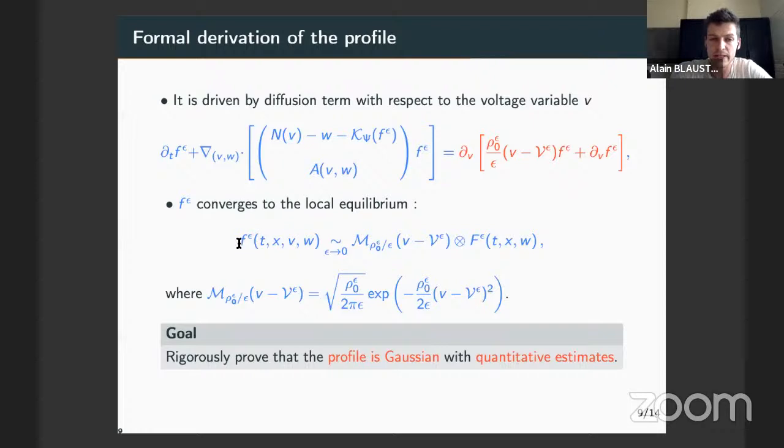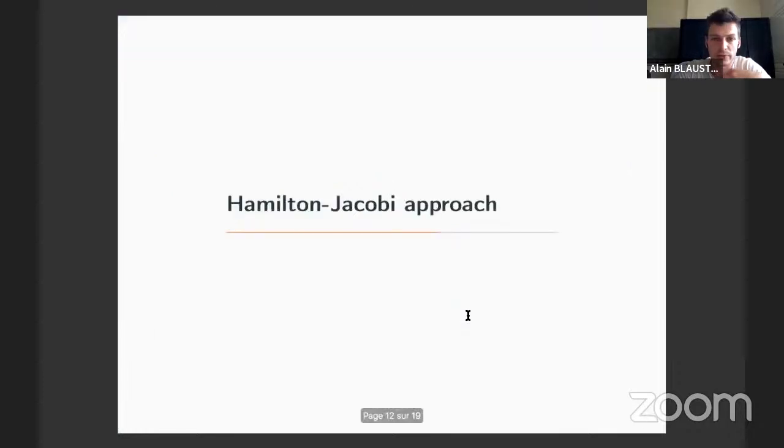So what you expect is that F epsilon will look like a Maxwellian centered at capital V epsilon, with a vanishing variance, to say that it concentrates, times its marginal with respect to W. My goal here is to rigorously justify this convergence, and I'm running out of time, so I will quickly present the results.